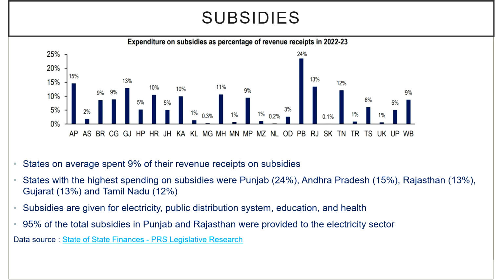Subsidies. States on average spent 9% of their revenue receipts on subsidies. States with the highest spending on subsidies were Punjab, 24%, Andhra Pradesh, 15%, Rajasthan, 13%, Gujarat, 13%, and Tamil Nadu, 12%. Subsidies are given for electricity, public distribution system, education, and health. 95% of the total subsidies in Punjab and Rajasthan were provided to the electricity sector.